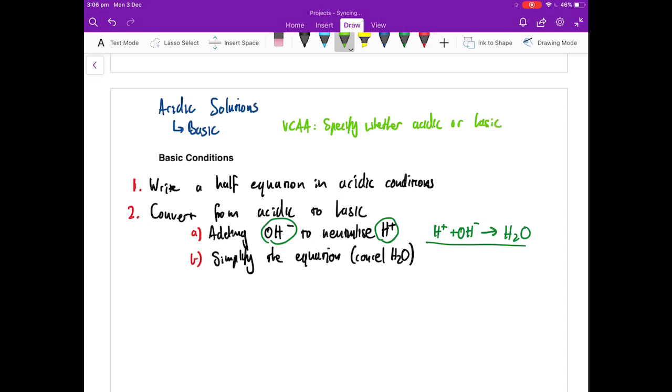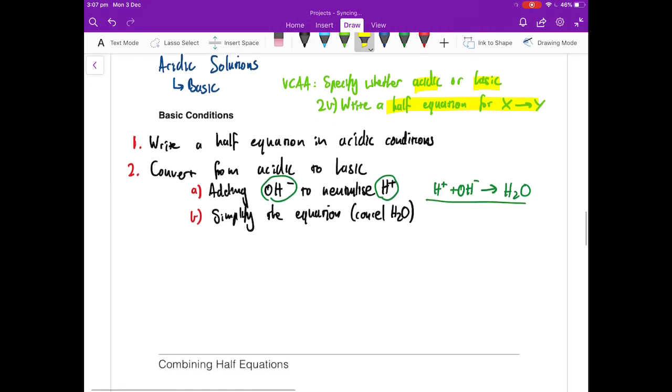So when we know the conditions are acidic or basic, and one of the questions, let's say question 2b for example, is write a half equation for x to y, then we will write them in either acidic or basic conditions depending on what was specified to us. So it will almost always be given whether or not things are acidic or basic, and then we base our half equation writing around the information given.